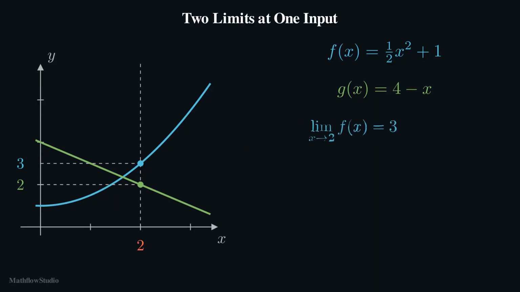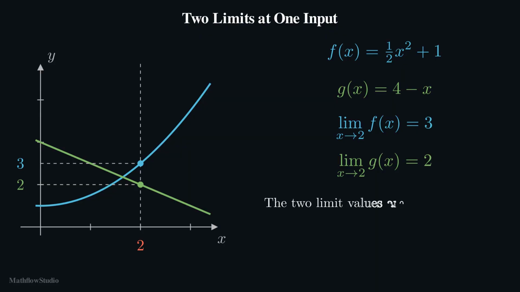Each limit records the approached input beneath the operator. In the general statement, the two limit values carry names of their own. Every law that follows assumes both of these limits exist.